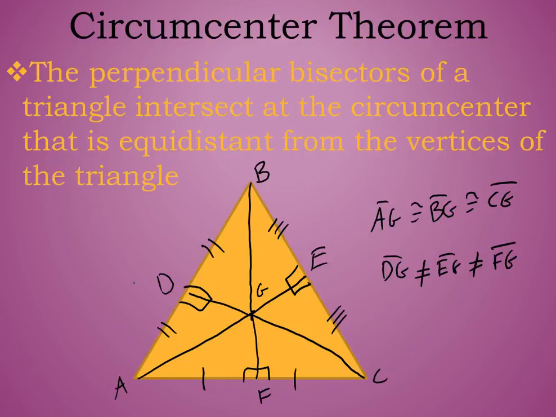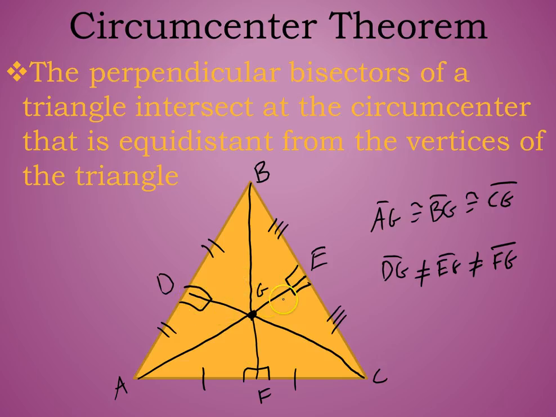Your circumcenter theorem says the perpendicular bisectors of a triangle all intersect at your circumcenter, which is equidistant from the vertices of the triangle. So point G is our circumcenter for this triangle. DG, EG, and FG are all perpendicular bisectors of the triangle. They don't necessarily have to go through the vertex, so don't assume CD is one line. It's not. CG is one line and it's at an angle off of DG. It just appears that way because the triangle is pretty equilateral.